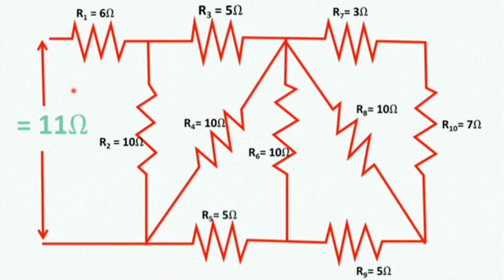Once again we will try to understand this concept. These two are in series, that is in parallel with this, and these are in series, then this is parallel, this is series, then this is parallel, and this is in series with this, and this is in parallel with this. Finally this all is in series with this 6 ohm. So we get 11 ohm as the equivalent resistance of this combination.